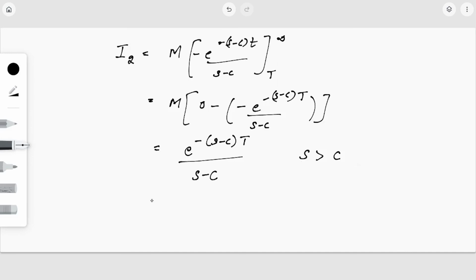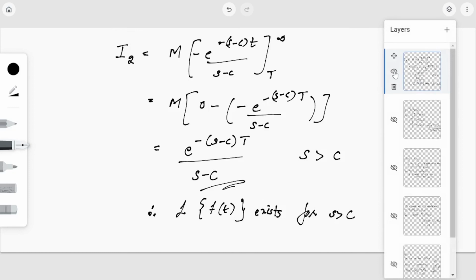So therefore, the Laplace transform of f of t exists for s greater than c. Okay, so because I1 is the integral over a finite interval and I2 has this particular value for s greater than c, the Laplace transform of f of t exists. So this was a sufficient condition that we had to prove.